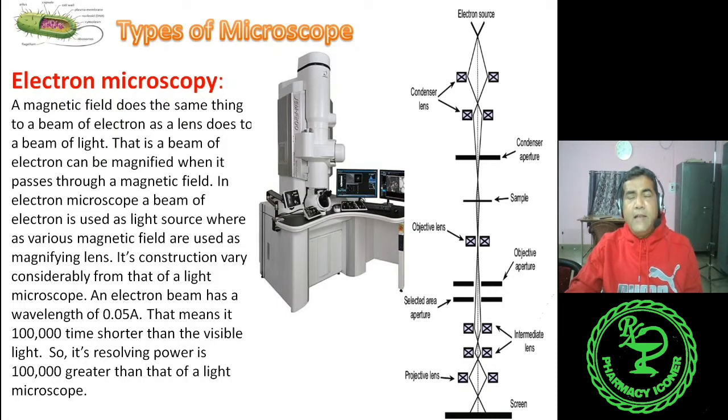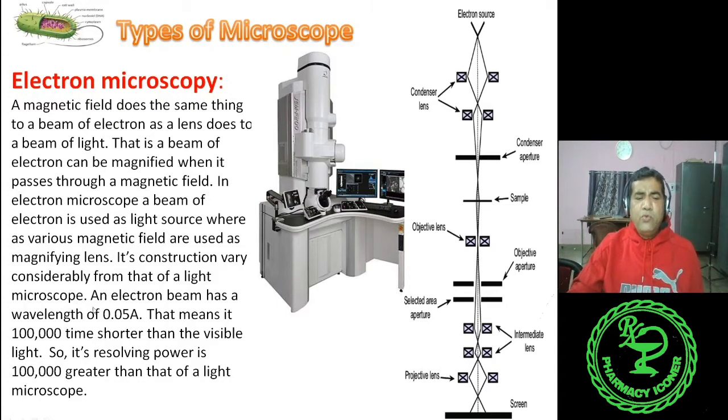An optical lens amplifies light. Similarly, a magnetic field can amplify a beam of electrons. So a beam of electrons can be magnified when it passes through a magnetic field. In an electron microscope, a beam of electrons is used as the light source, and various magnetic fields are used as magnifying lenses. Its construction varies considerably from that of the light microscope.